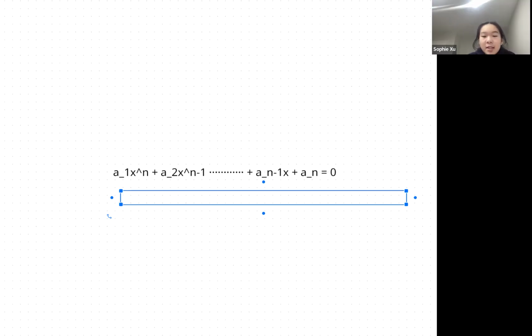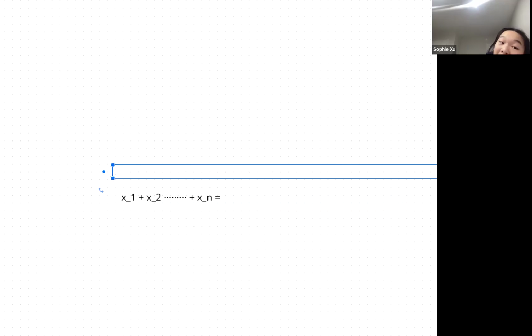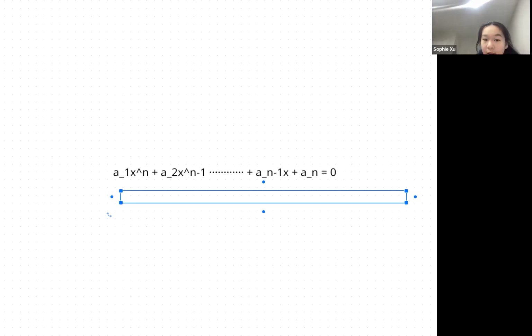So the sum of the roots, let's just name them x1, x2, all the way to xn. And then, as Isabel said, it's not x minus n, xn. The sum of the roots, as we noticed before, is like negative b over a, right? Which is, in this case, negative a2 over a1. So this is negative a2 over a1.